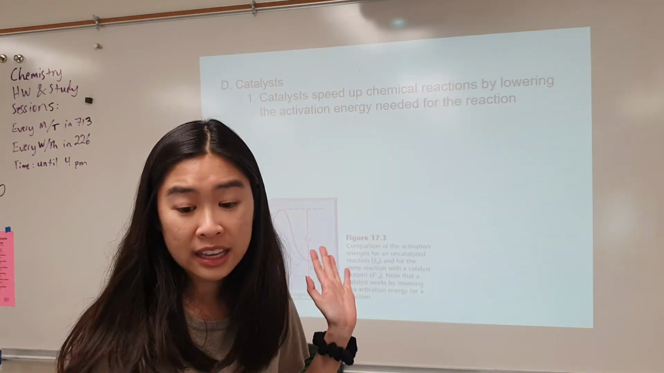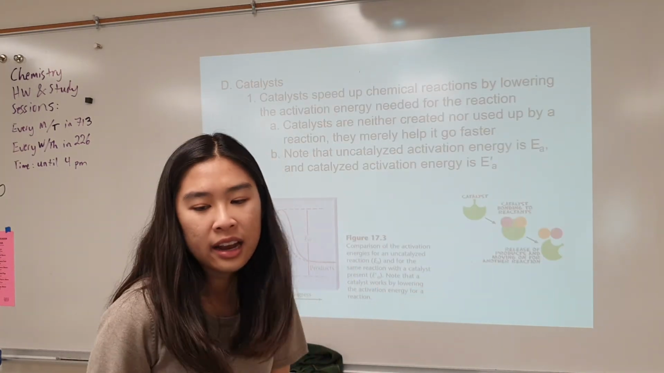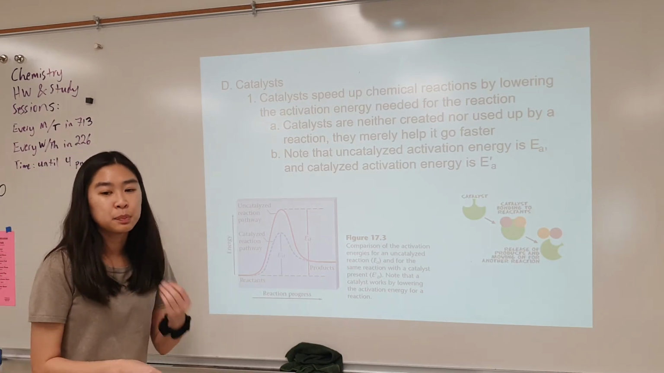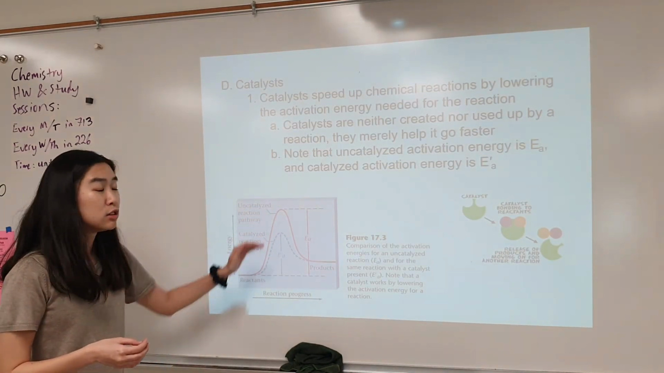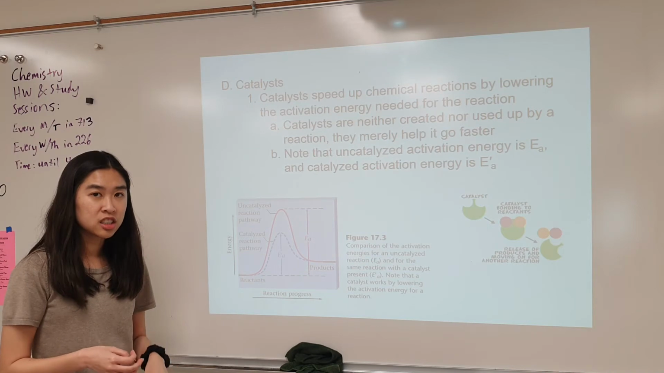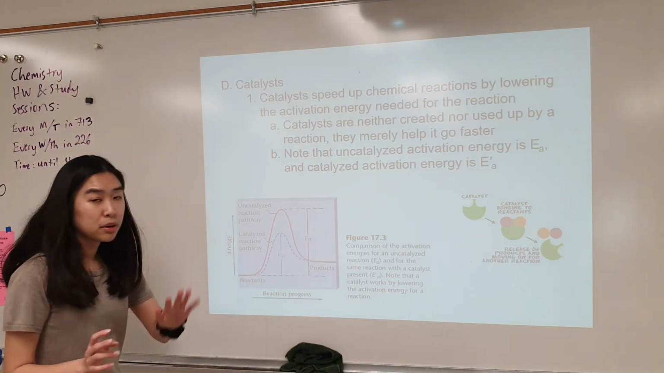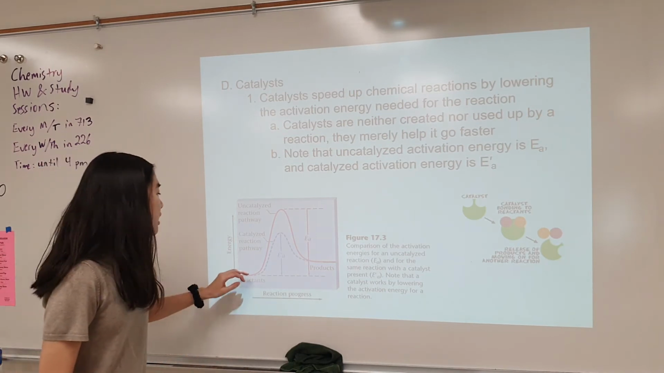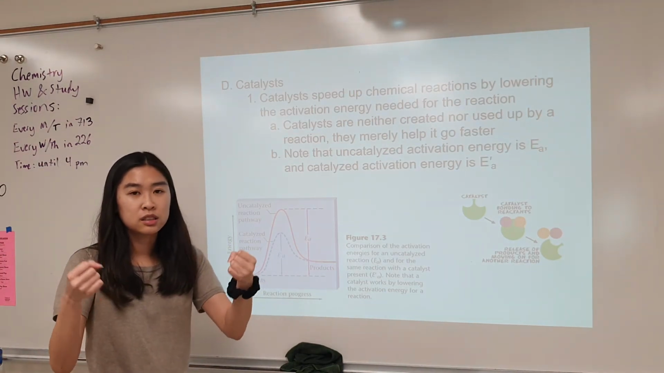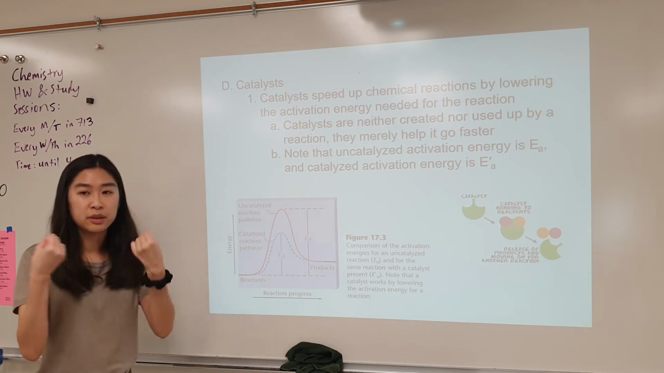Lastly, what we have are catalysts. And catalysts are things that speed up chemical reactions by lowering the activation energy that's needed for that reaction to occur. So remember, the activation energy is the energy needed for the particles to come in that exact way for them to collide with each other.